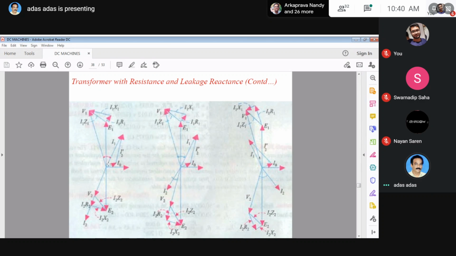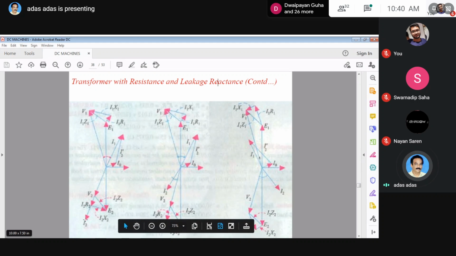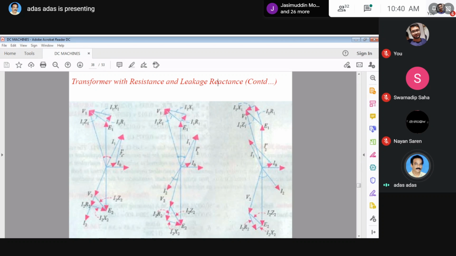This is your V1. If we apply V1, then what will happen? I0 will flow. It has two components, I mu and I omega. If you connect a load, then I2 will flow in these directions. Since the load is connected, there will be a reflection in the primary side, which is I2 dash. And obviously, I0 plus I2 dash will give you I1, which is the phasor sum.